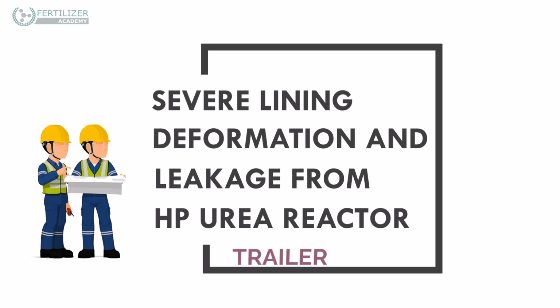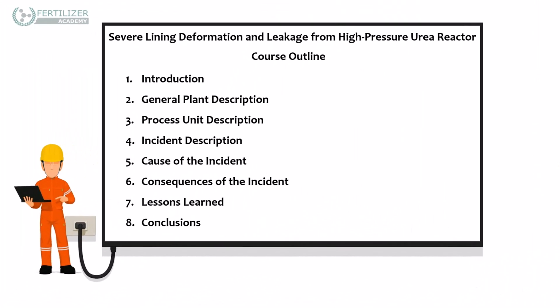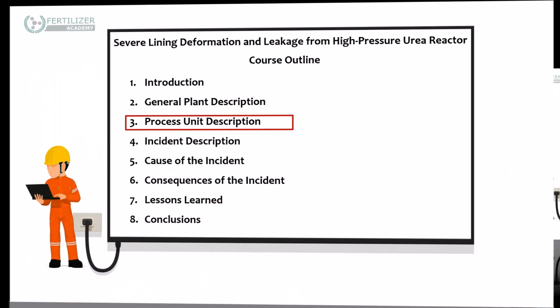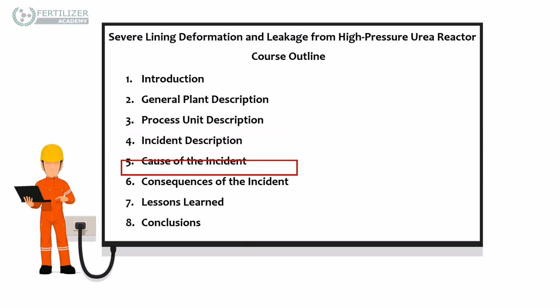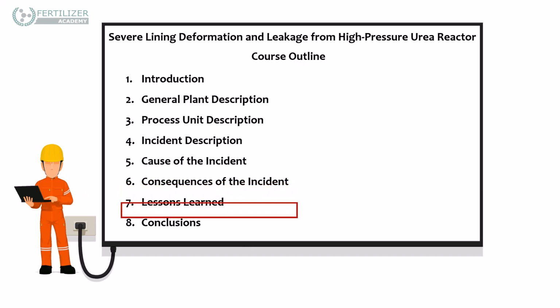In this course, we shall examine a major industrial incident involving severe lining deformation and process fluid leakage from a high-pressure urea reactor. The training consists of 8 sections. We then examine the sequence of events, identify the technical and organizational root causes, and assess the consequences.